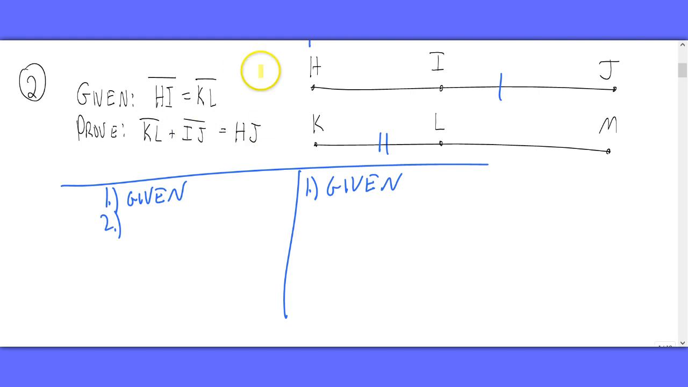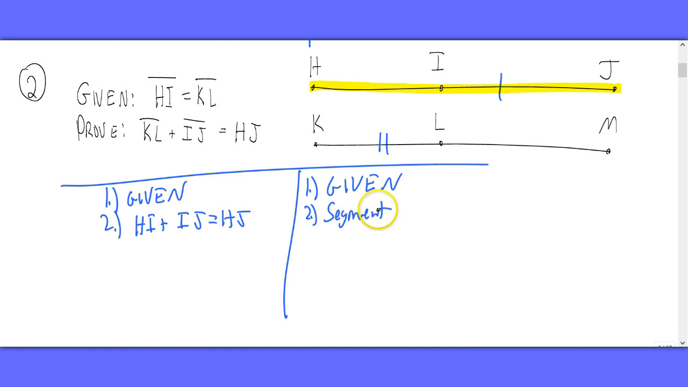So we'll look at where segment HJ is located and look at the two segments that make up that segment. That would be segment HI plus segment IJ equal to HJ. In other words, these two segments added together make up that whole segment. We call this the segment addition postulate.